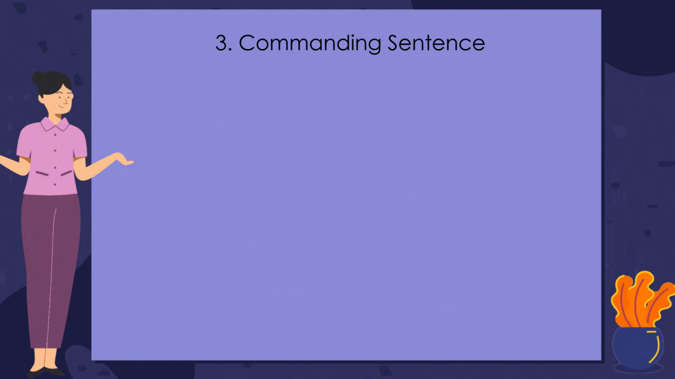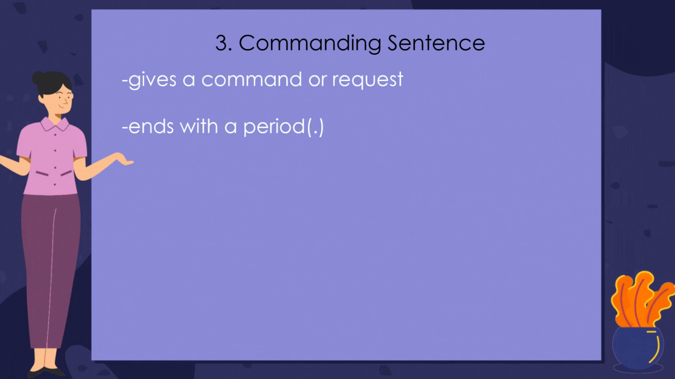3. Commanding sentence. It gives a command or request. It ends with a period. Look at the examples. Turn off the TV. Notice that the sentence begins with a verb. Most commanding sentences begin with the verb or the base form of the verb. You do not see a subject. It is understood that the subject is the pronoun you.